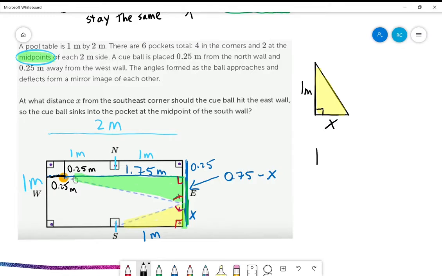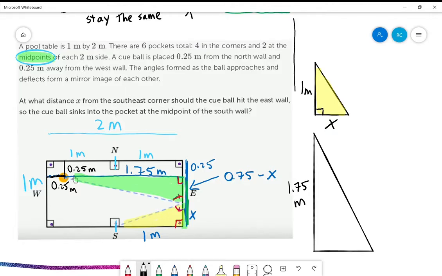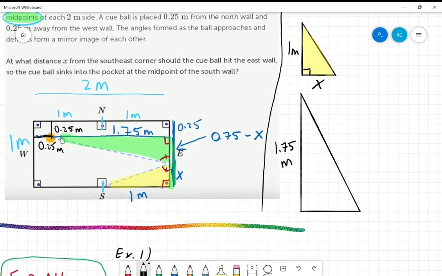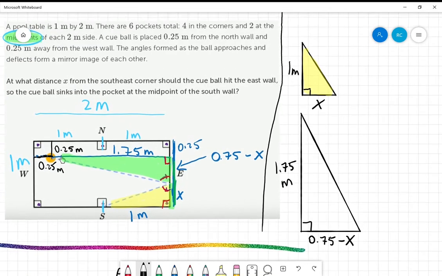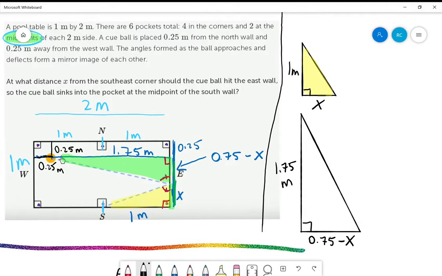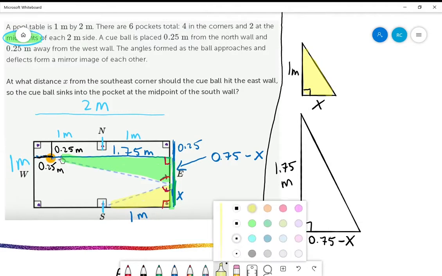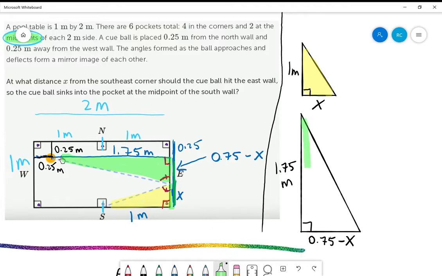Then we have a larger right triangle that has an up and down side of 1.75 meters. Let's keep these separate. And a bottom side of 0.75 minus x. It is also a right triangle, and that is the green highlighted triangle.